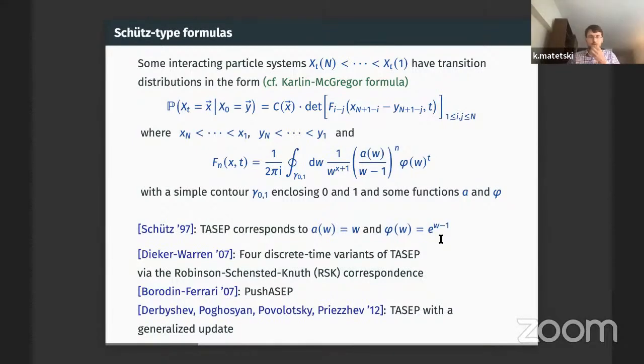Later, in 2007, there was a paper by Dieker and Warren in which they used the Robinson-Schensted-Knuth correspondence to derive a formula of the same type for some other discrete time models, some discrete time variants of TASEP. Some of them I will introduce in the next slide. Also, there were some other interesting models for which a formula like this was proved. For example, there is the model PushASEP by Borodin and Ferrari in 2007, and there is TASEP with generalized update, for which the same formula holds and which was proved in 2012. So in other words, we wanted to develop a general method which was able to cover all these known interacting particle systems.